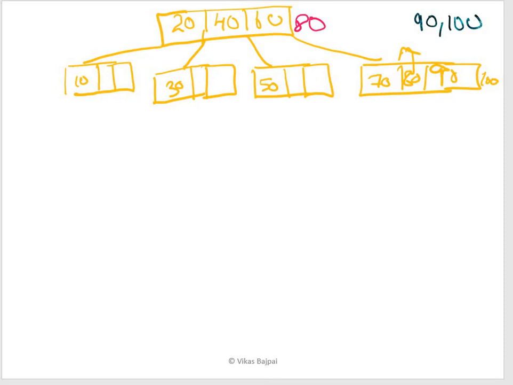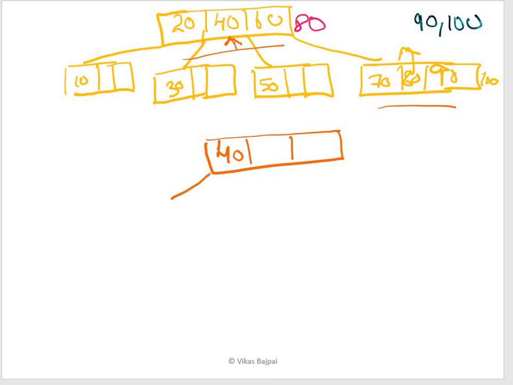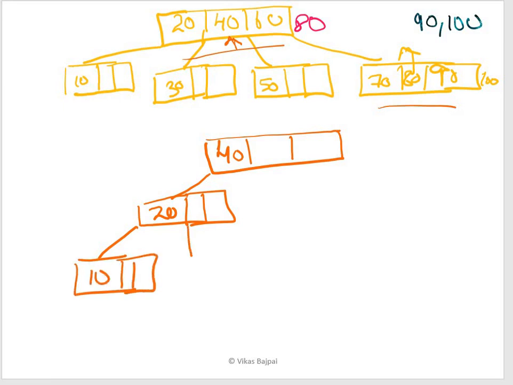For adjusting it, there is a split here. So what we are going to get is, once again, this will be going up. Now 40, and to the left of 40 I have 20. To the left of 20 I have 10. To the right I have 30.